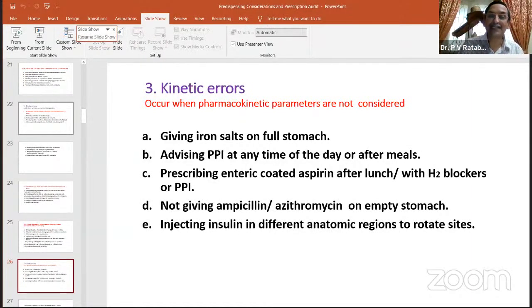Then, not giving ampicillin and azithromycin on an empty stomach. We'll come to many other examples of food-drug interactions later in the talk. But just to add, azithromycin and ampicillin should be given on an empty stomach.